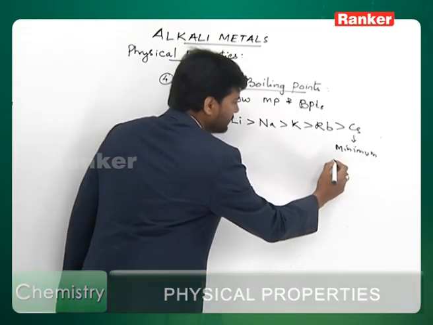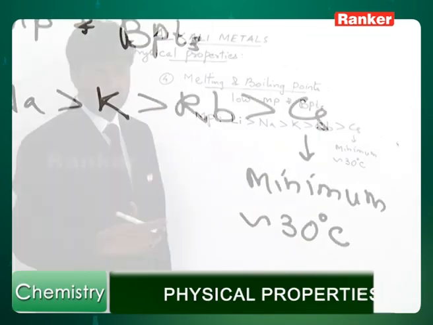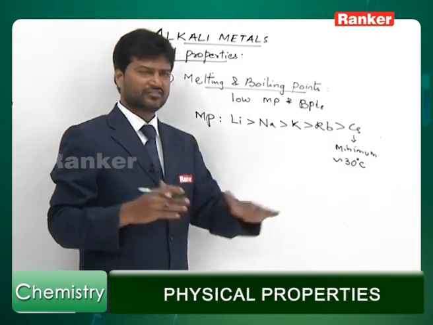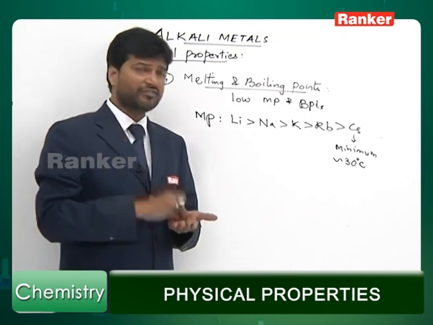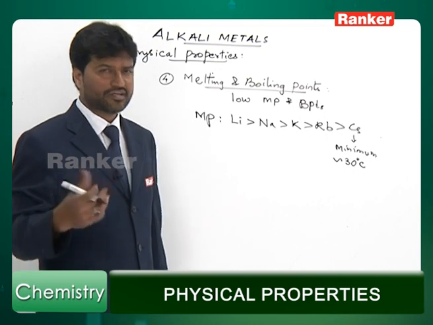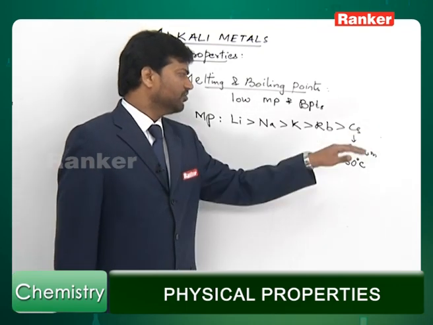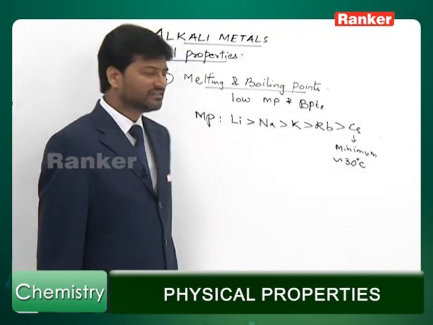And it is very close to 30 degrees Celsius. You need not remember the value, just have an idea that if you put a piece of cesium on your palm, it will melt due to your body heat, as your body temperature will be around 37 degrees Celsius. So, this shows the very low melting point of cesium.